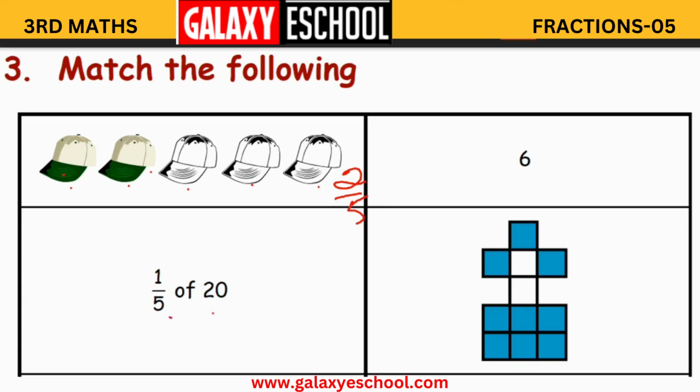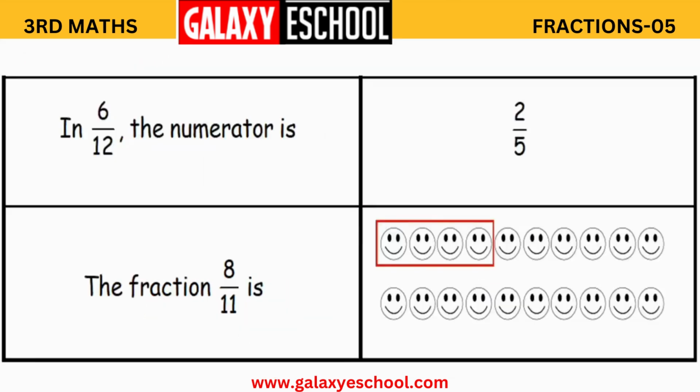Now, next, 1 by 5 of 20. So, how to find out this 1 by 5 of 20 means, children? We need to divide 20 by 5. 20 divided by 5. That is nothing but 5 fours are 20, and when we subtract, 0 is remaining. So, what is the answer? 4 is our answer. 1 by 5 of 20 is 4.